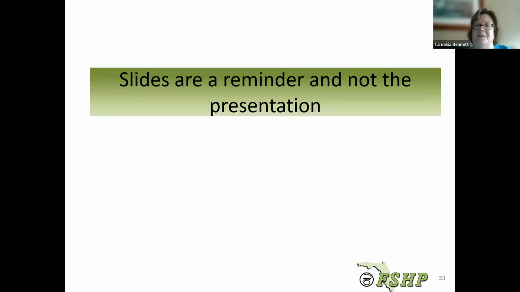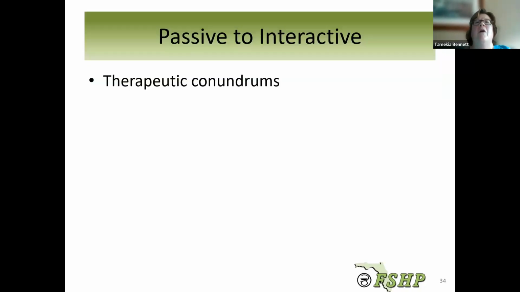So remember that slides are a reminder of what you want to say, and they are not the presentation themselves. Harvard also talks about PowerPoint guidelines about clip art, and it says don't use clip art unless it is absolutely necessary to make the point that you're making. So it's okay to have different diagrams and things in there, but clip art for the sake of clip art has no role in professional PowerPoints.